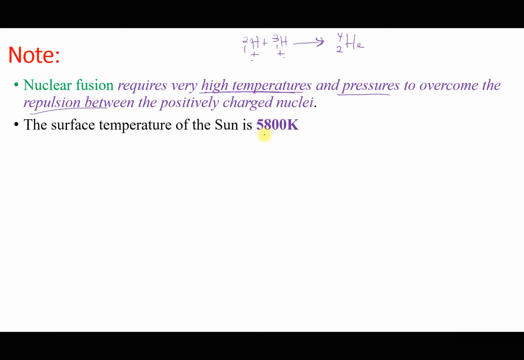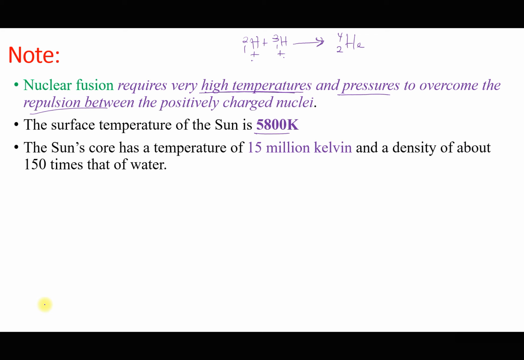The surface temperature of the sun is about 5,800 Kelvin. That is the surface. But of course, the sun's core has a temperature of about 15 million Kelvin and a density of about 150 times that of water. Remember, the density of water is around 1,000 kilograms per meter cubed. So the density of the core of the sun is about 150 times this. That means it is extremely dense.